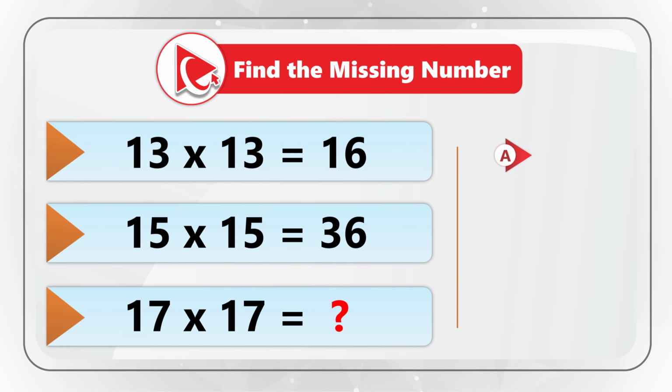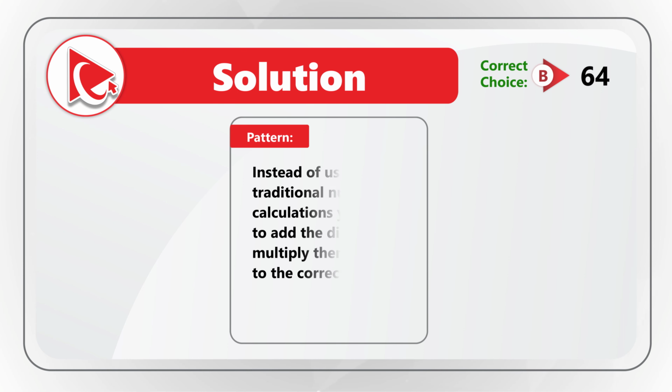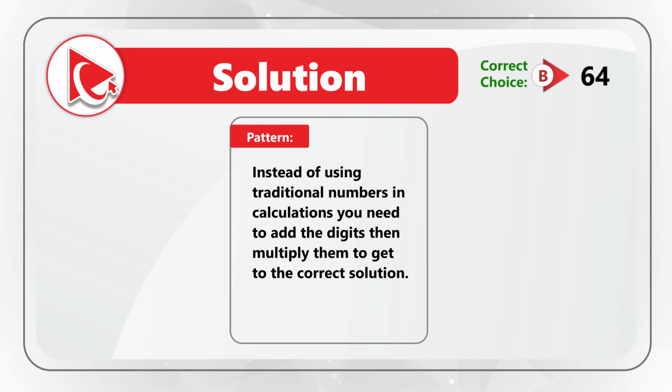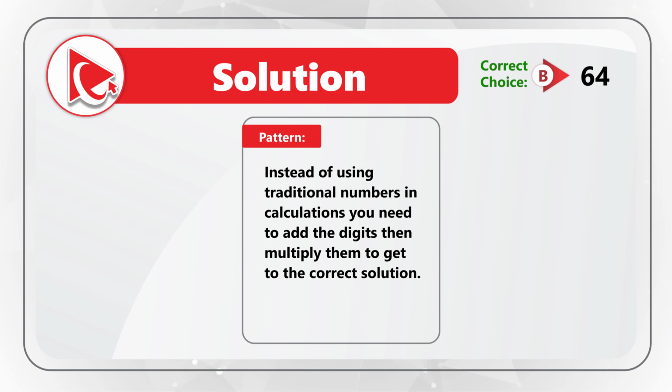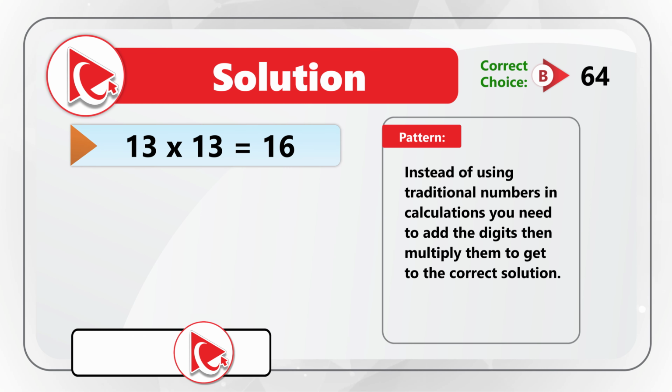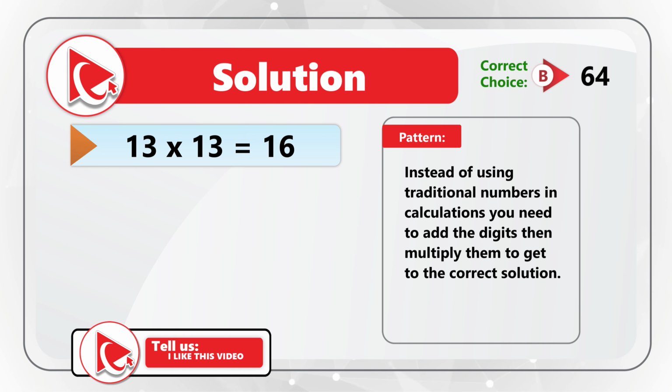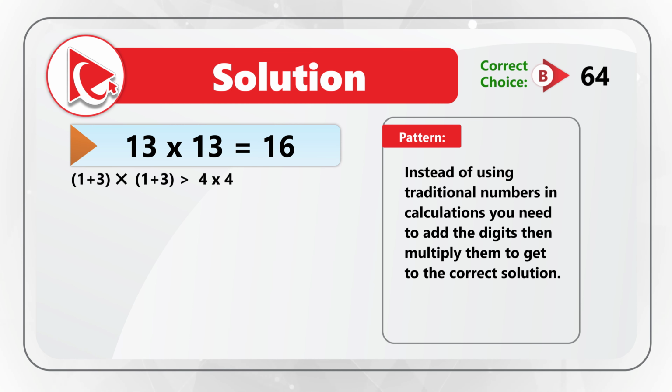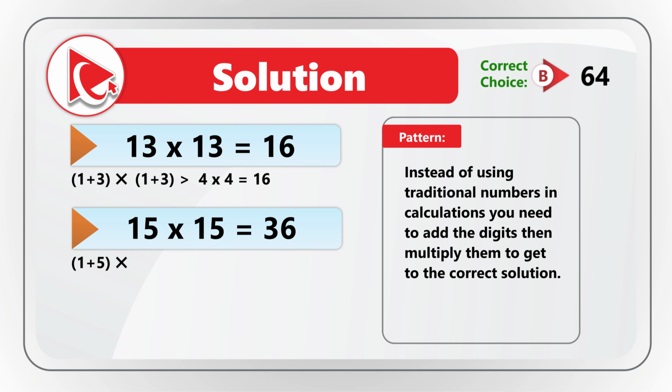The pattern here is that instead of using traditional numbers in calculations, you need to add the digits and then multiply them to get to the correct solution. So let's look at the first expression. 13 multiplied by 13 equals 16. In reality, you need to sum up 1 plus 3, then multiply by another expression 1 plus 3, which would be 4 multiplied by 4, which would be equal 16. For the second expression, you need to add in parentheses 1 plus 5 multiplied by another expression in parentheses 1 plus 5, which would be equal 6 multiplied by 6, which would be equal 36.